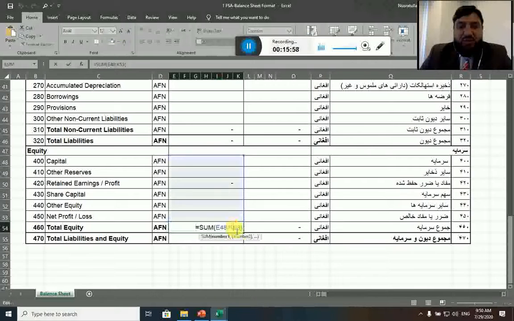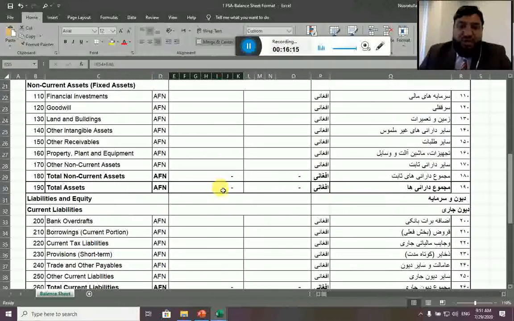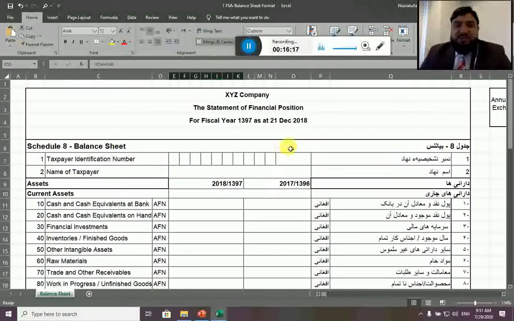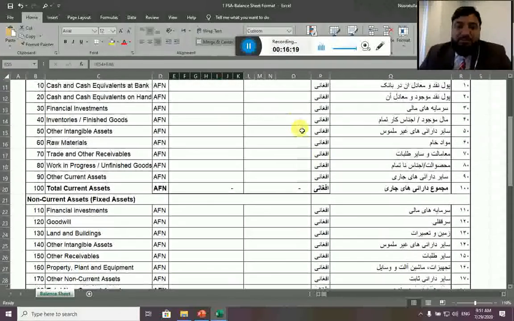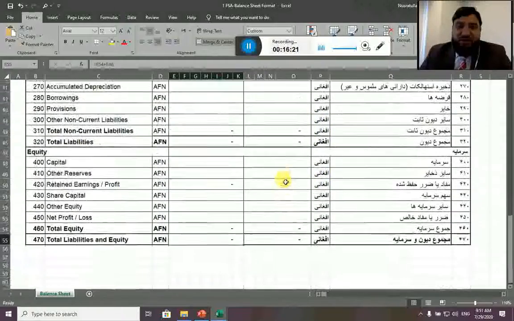Now for total equity, we have to add up all of them, and then there is total liability plus total capital. Total equity equals total liabilities and equities. The total of this should be equal to the total of total assets. So this type of template or format is used in Afghanistan for the balance sheet.